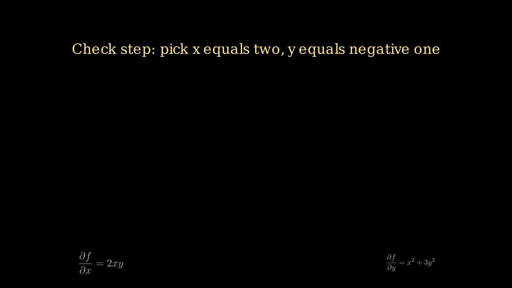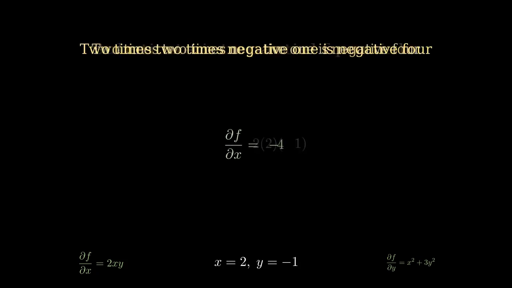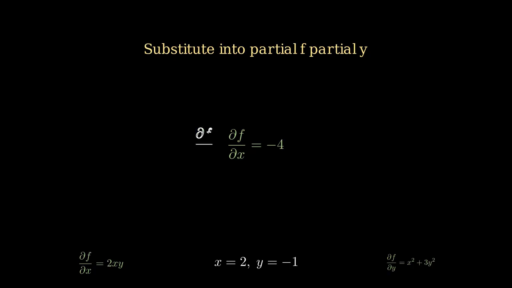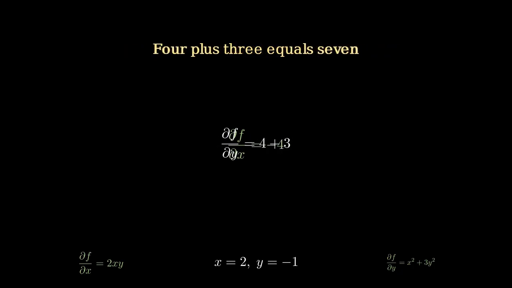Let us choose the point where x equals 2 and y equals -1. Substitute these values into the partial derivative with respect to x. 2 times x times y becomes 2 times 2 times -1, which equals -4. Substitute the same values into the partial derivative with respect to y. x squared plus 3y squared becomes 4 plus 3, which equals 7.